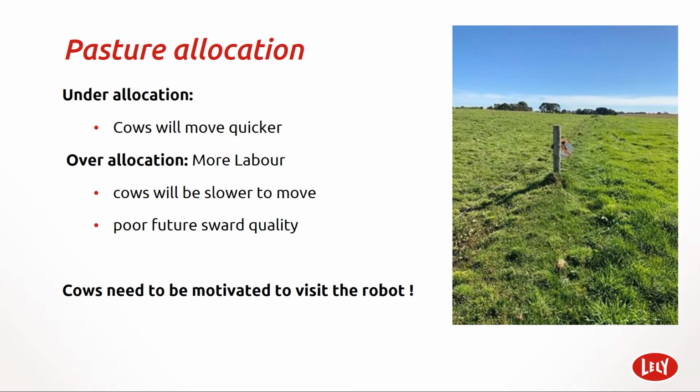Now, pasture allocation. Within the AMS system, pasture allocation is key to helping cows with cow movement. With under allocation of pasture, cows will move quicker, resulting in more energy required by the cow as they seek fresh grass. Then we move into the other side of over allocation. Cows will become lazy and require more labour from the farmer to collect the cows from the paddock. You've also got the result of poor utilisation of pasture and poor future water quality. Therefore, pasture allocation is key as cows need to be motivated to visit the robot and access fresh pasture.